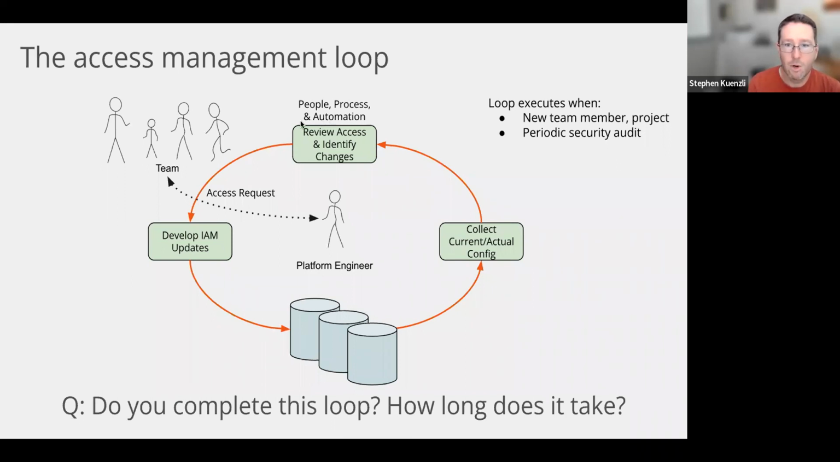But I have a question, might be a little colloquial: do you even loop, bro? Like, when was the last time you completed this loop and how long did it take to actually go around this access management loop? Or you might even think of it as an access control loop and pull in all those thoughts from control theory, because we should be executing this whenever we're adding new team members, new projects, as well as periodically.